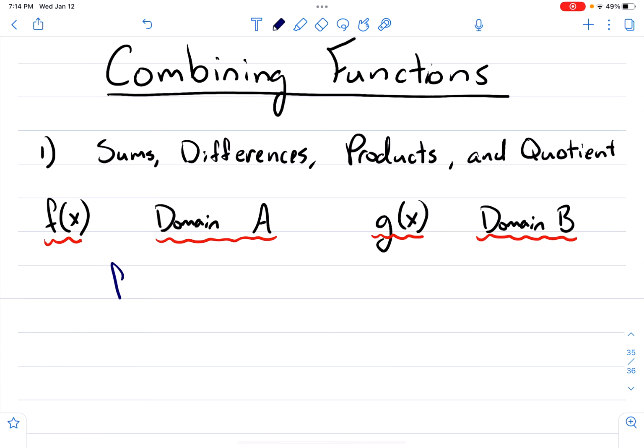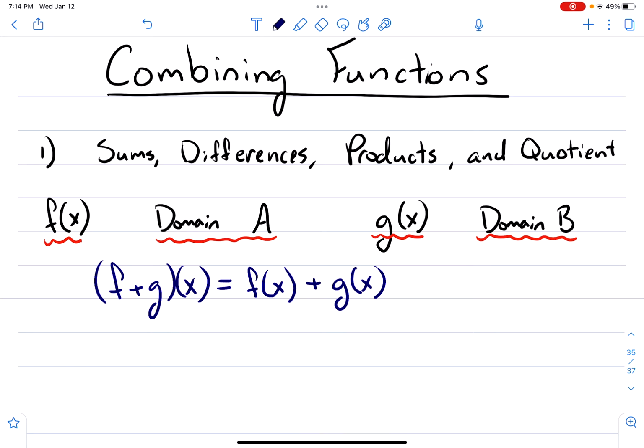We're going to start with the idea of a sum, and that would be like f plus g of x. And that's literally how you'll see it in your book, f plus g of x. Now, here's the good news. It is the simplest thing. You literally take the function f of x, and you simply add g of x. That's it. It's that simple, okay?